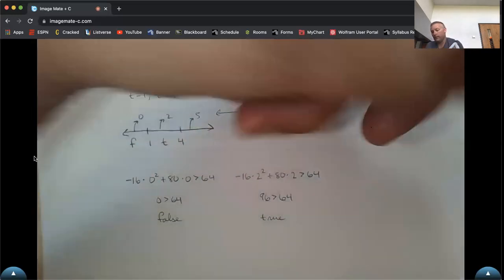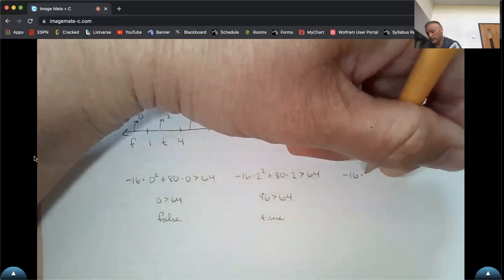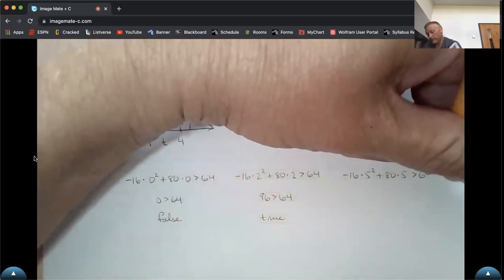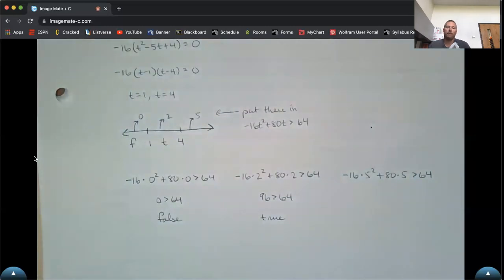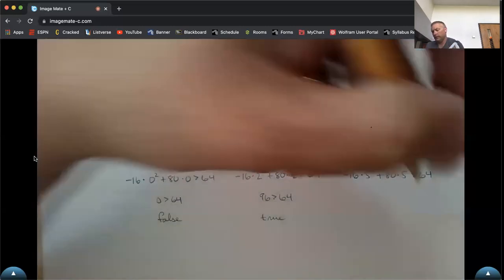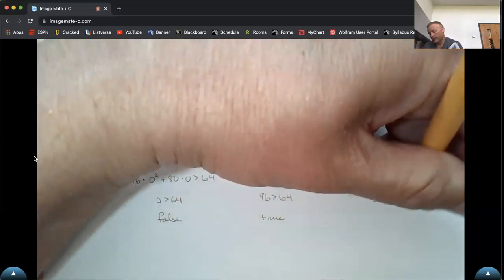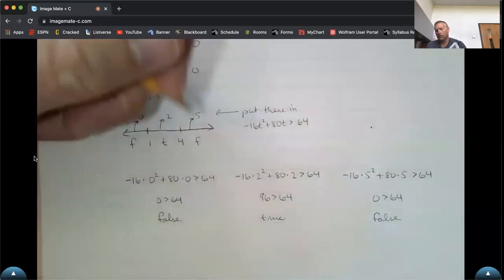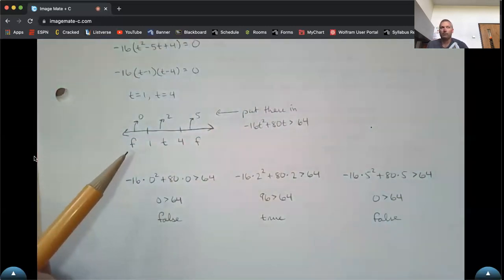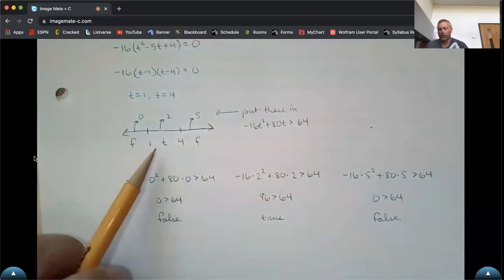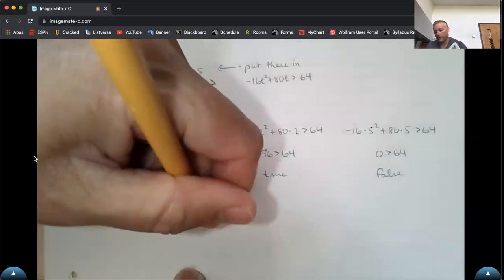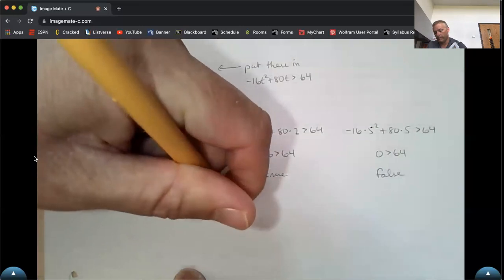Finally, we plug in 5. So that's negative 16 times 5 squared plus 80 times 5, greater than 64. But that would say 0 is greater than 64, which is, of course, false. So the time interval on which the object is higher than 64 feet is between 1 second and 4 seconds, giving us this interval.